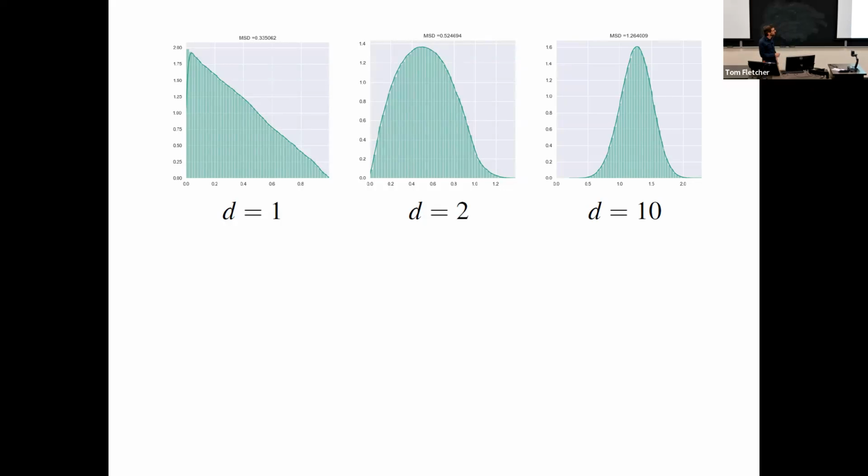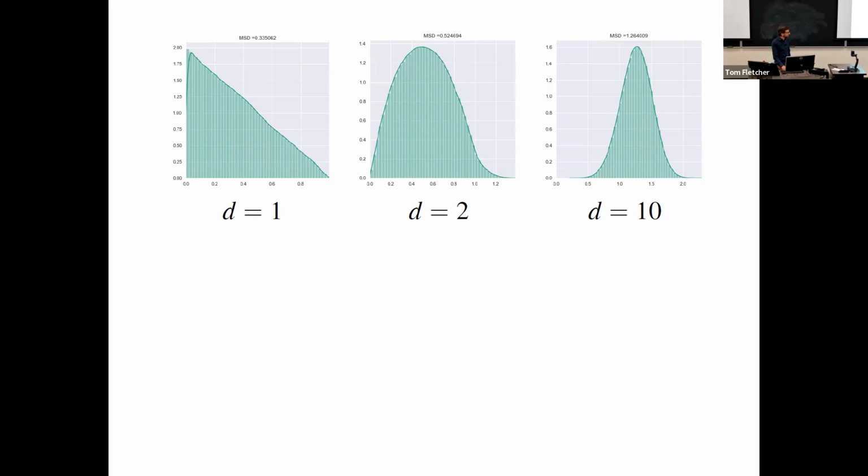I'm not going one by one. I go to d equals 10. You see that I get again a more symmetric hill. The scale has changed because now distances can get really large as you have 10 dimensions to move in. You can go up to square root of 10 here, or so.